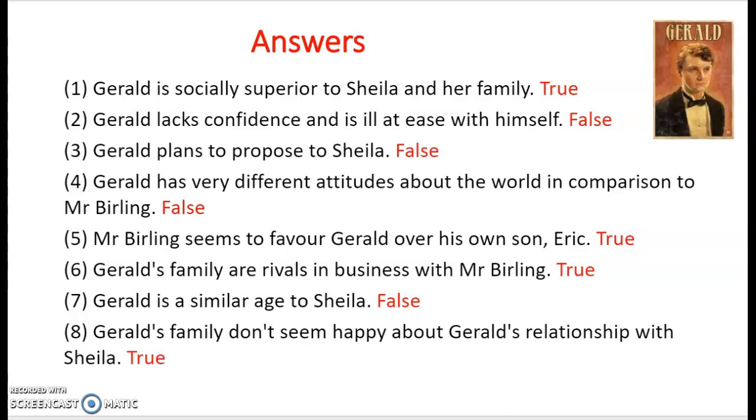Gerald's family are rivals in business with Mr. Birling. True. Gerald is a similar age to Sheila. False. And finally, Gerald's family don't seem happy about Gerald's relationship with Sheila. This is true, and is kind of supported by the fact that they did not come to the celebration. They are not there at the dinner. And also, to them, Gerald is marrying beneath himself. So that is probably why they are not too happy and comfortable with the engagement.